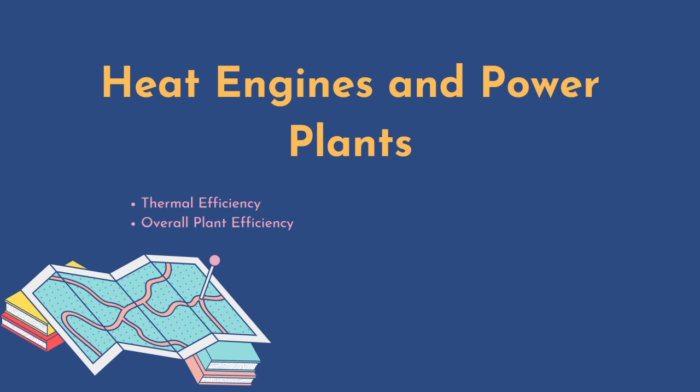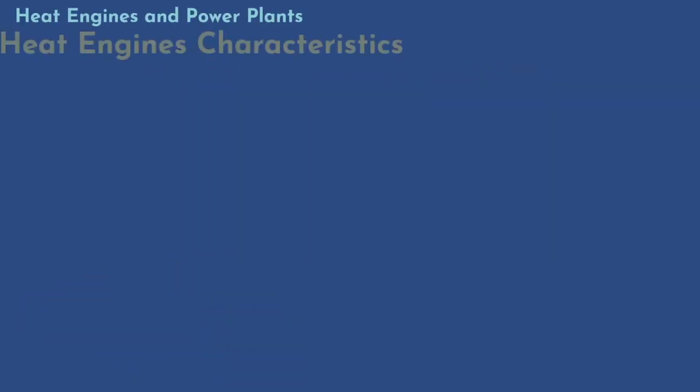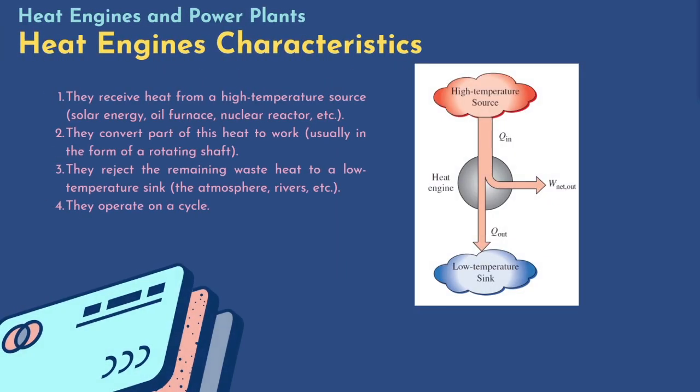Heat engines and power plants, thermal efficiency and overall plant efficiency. Heat engines characteristics. First, they receive heat from a high temperature source, like solar energy, oil furnace, nuclear reactor, etc. Second, they convert part of this heat to work, usually in the form of a rotating shaft. Third, they reject the remaining waste heat to a low temperature sink. Fourth, they operate on a cycle. As you can see on the diagram shown, which shows the characteristics of heat engines.